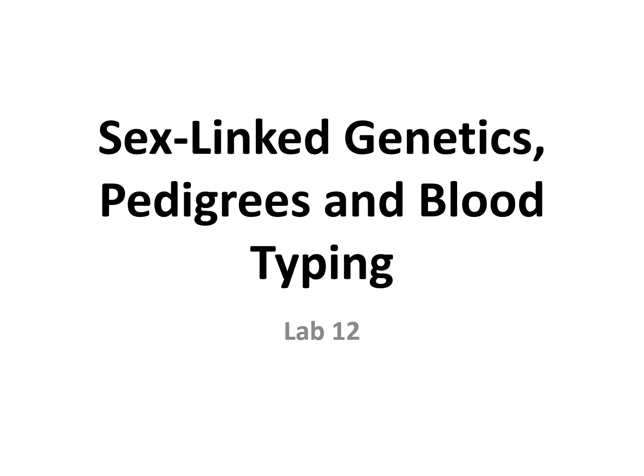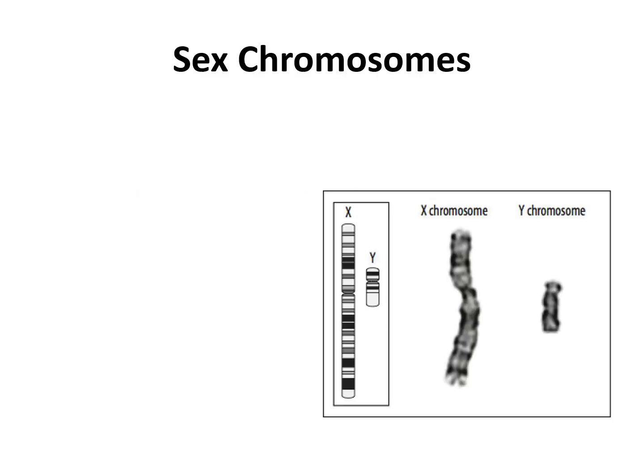This is the Bio 104 video for Lab 12, Sex-Linked Genetics, Pedigrees, and Blood Typing. The first part of this lab has to do with the sex chromosomes, and if you remember, every individual has two sex chromosomes, and the two sex chromosomes are X chromosomes and Y chromosomes.